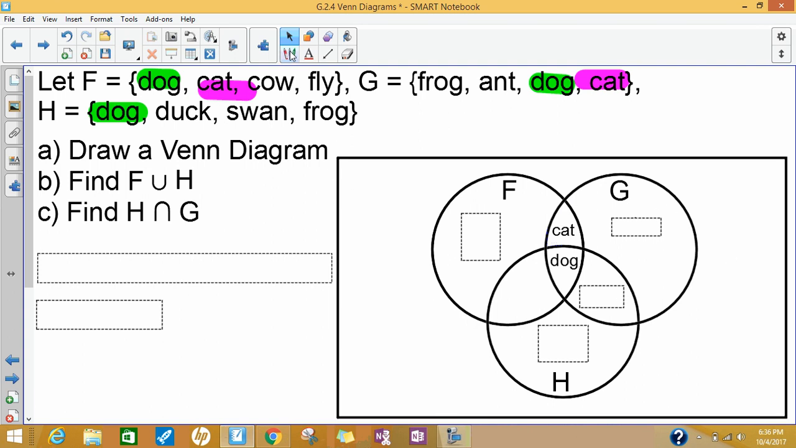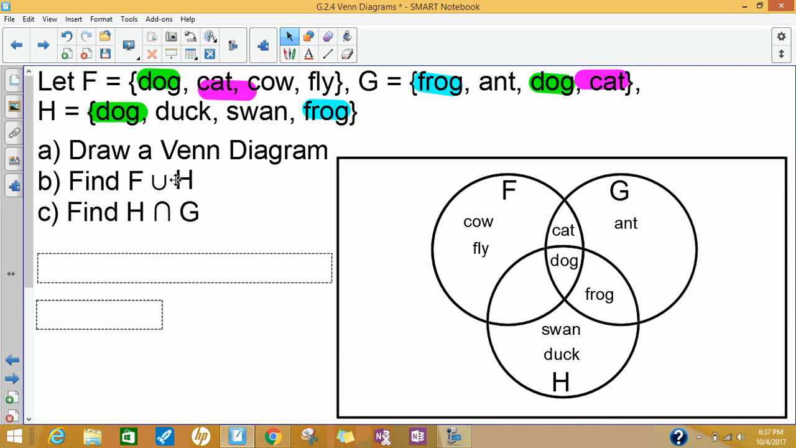And then G and H have frog in common. F doesn't have frog, so in this space where only G and H are overlapping, we will put frog. And then we have no other similarities, so the rest left over to put in F is cow and fly. In G, the word ant. And in H, duck and swan.